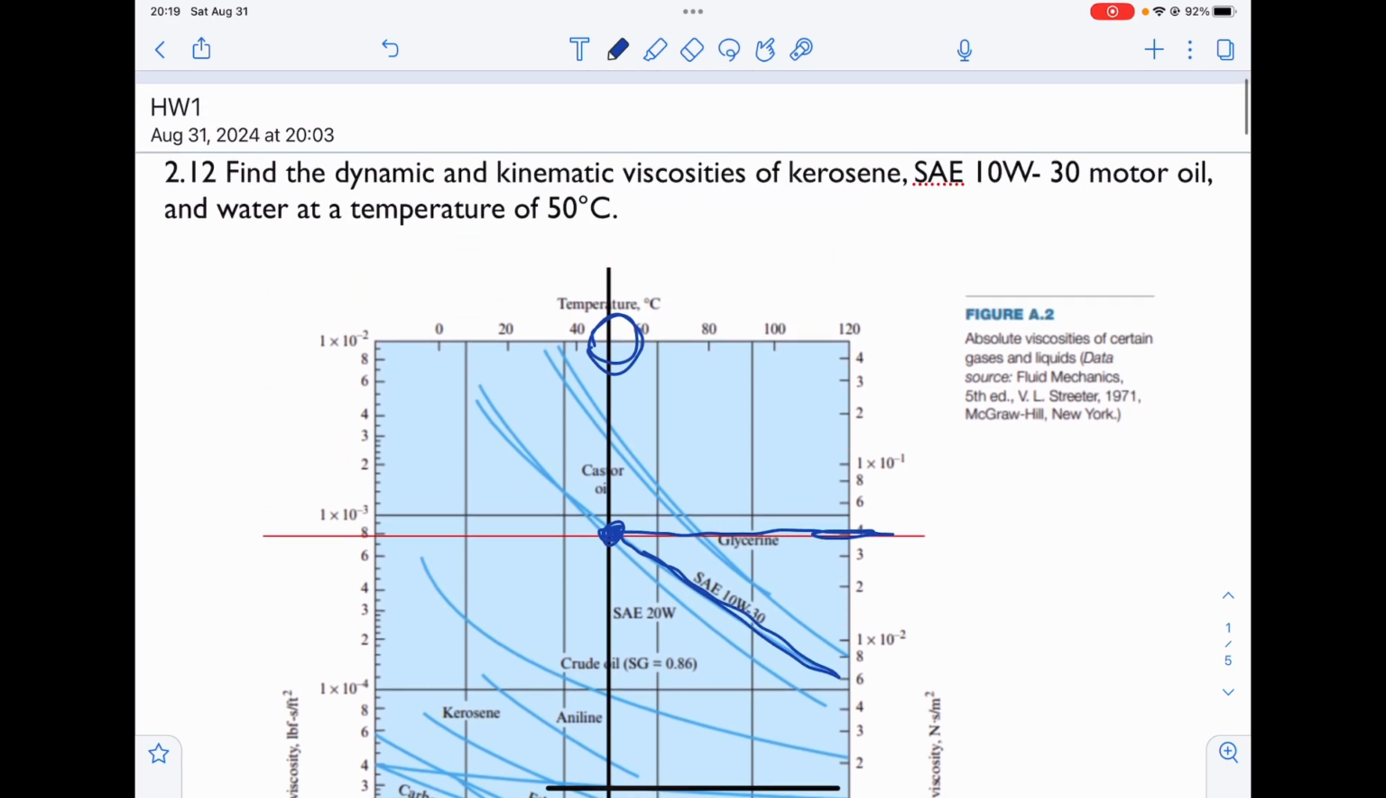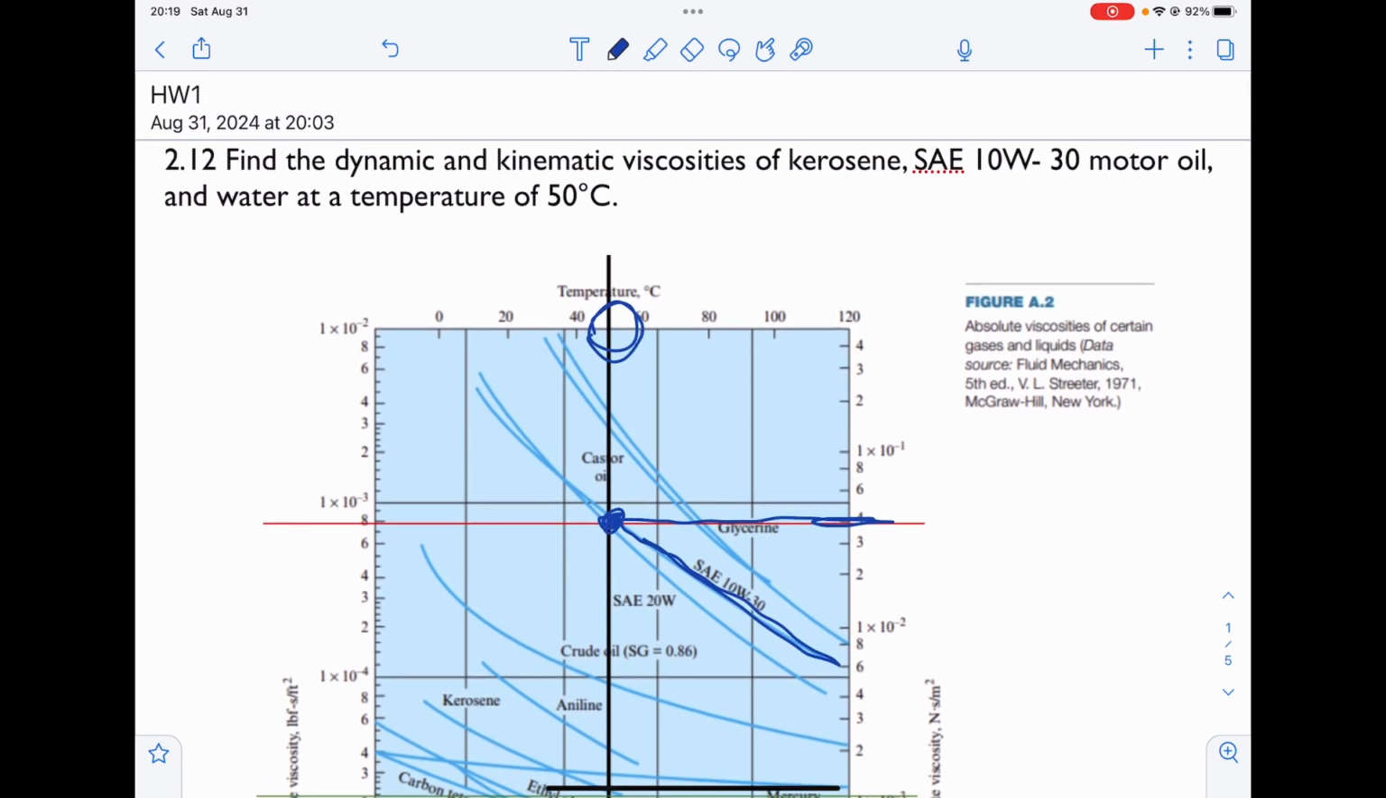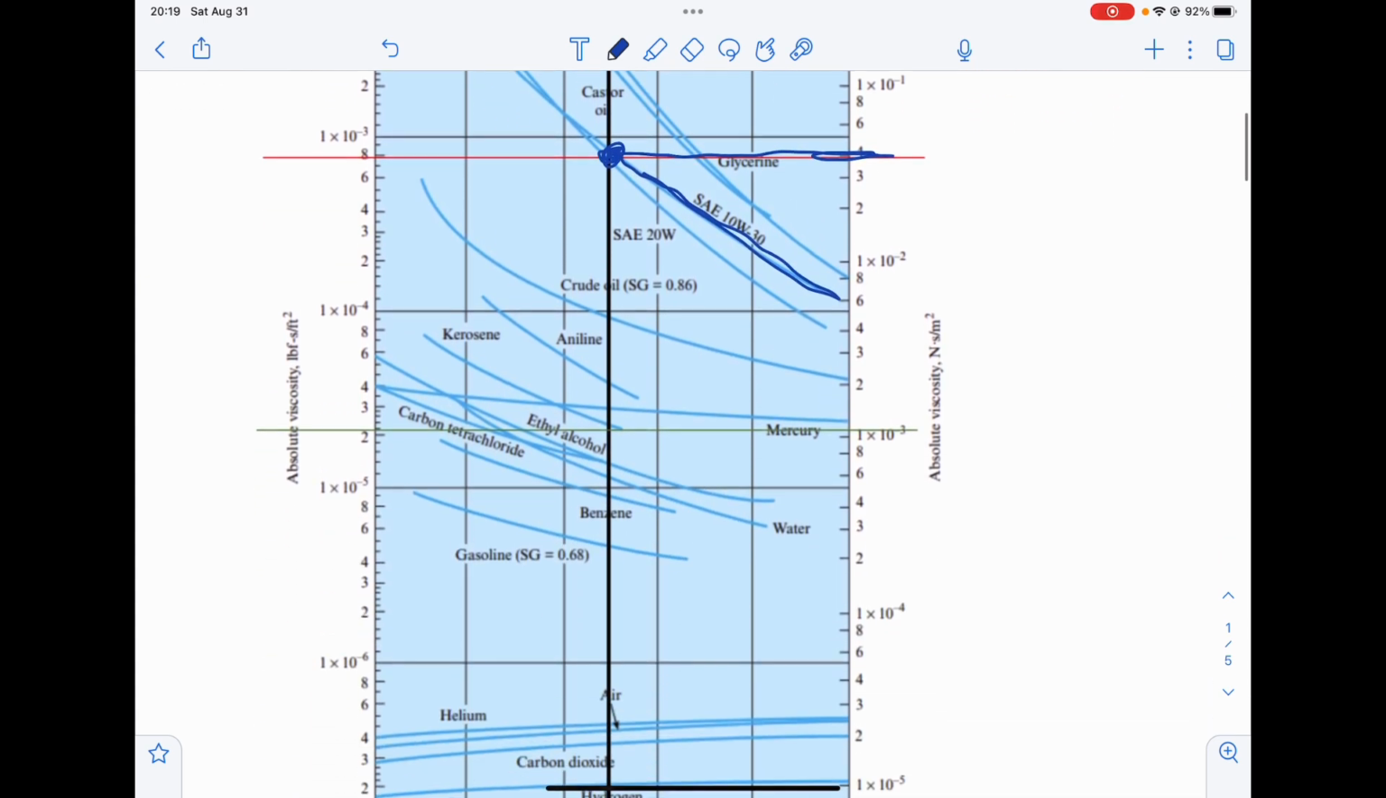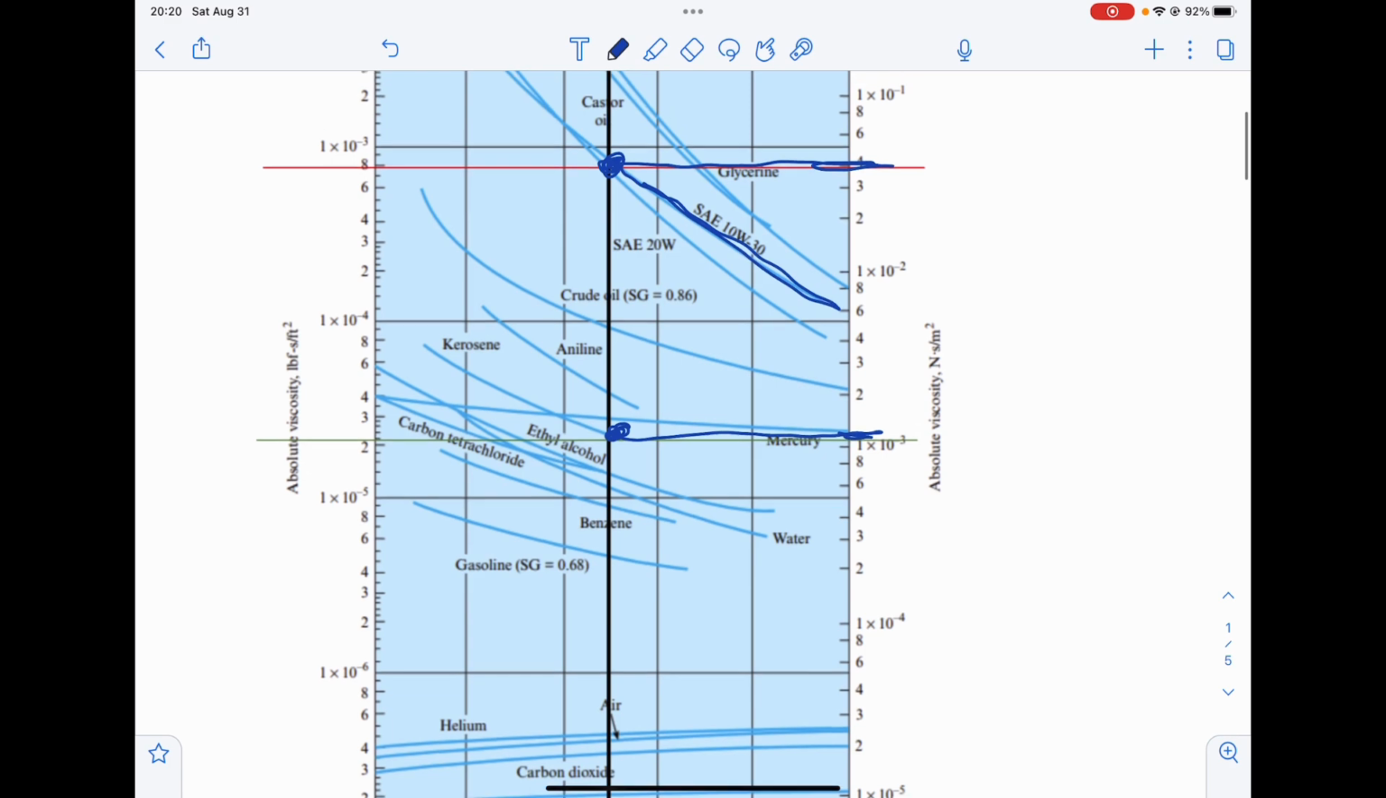That's your dynamic viscosity. And then you go down and find a similar thing for the kerosene here. It will be a little bit over 1, so I'll probably say 1.1 or 1.2 for the dynamic viscosity.